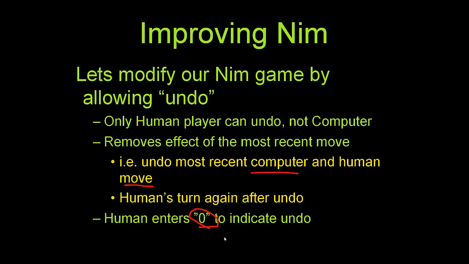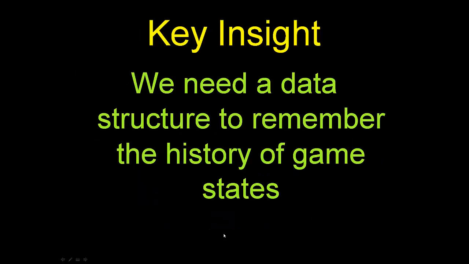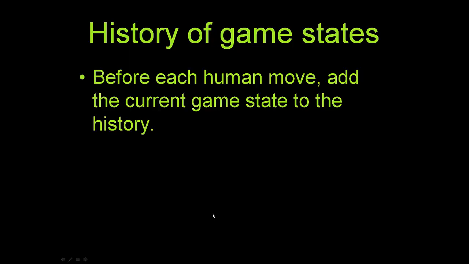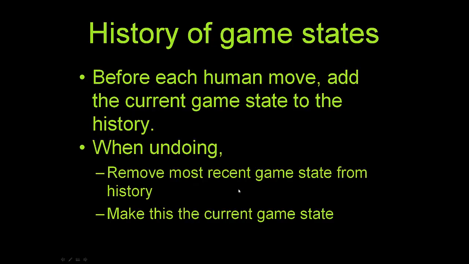Remember in the game, typically the human gives the power number, and after that you choose the number of coins. So when you choose 0 power, you undo. The key insight now is that we need to keep a data structure to remember the history of the game states. So how will you do this? Before each human move, we can add the game state to the history. And then for undo, you just take out the latest game state from the history and make this the current game state.